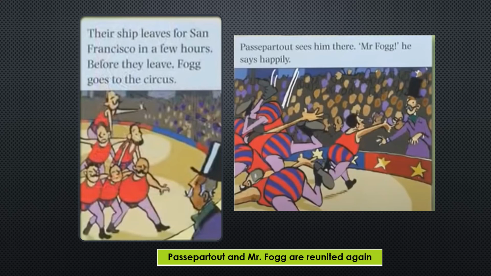Their ship leaves for San Francisco in a few hours, but before they leave, Fogg goes to the circus to find out if Passepartout was there, to which he finds Passepartout, and Passepartout is very happy after reuniting with Mr. Fogg.